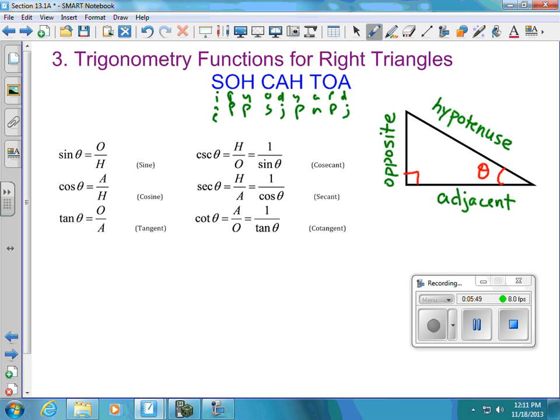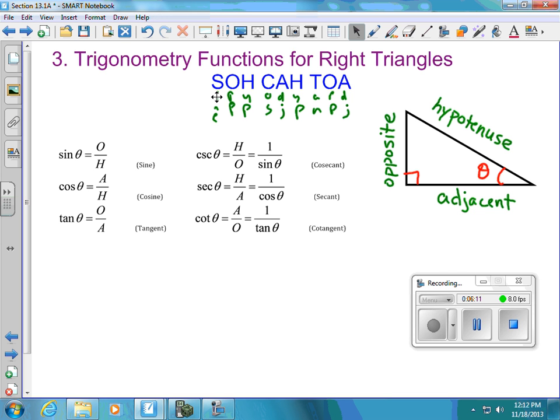Okay, so that's going to help us find all the trig values. So if I'm standing here at this angle, this theta, the 0 with a line through it, that's theta, it's a Greek letter, then the sine of theta is opposite over hypotenuse. Cosine is adjacent over hypotenuse, and tangent is opposite over adjacent.